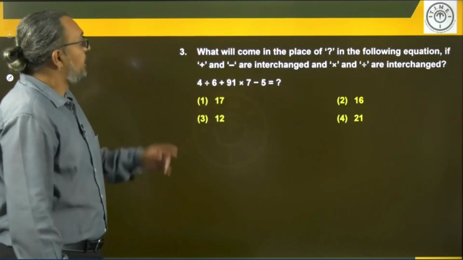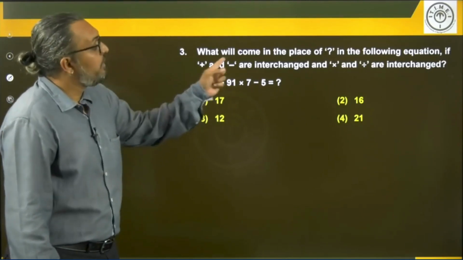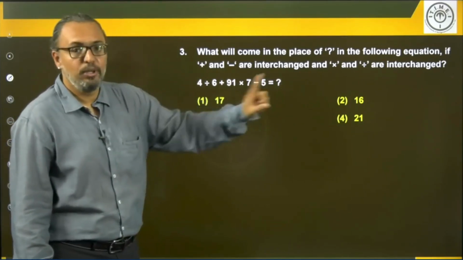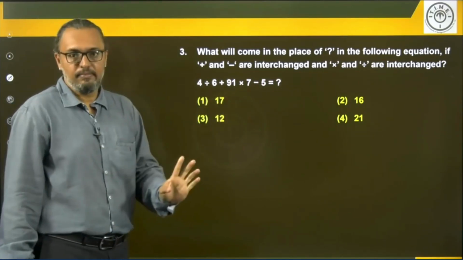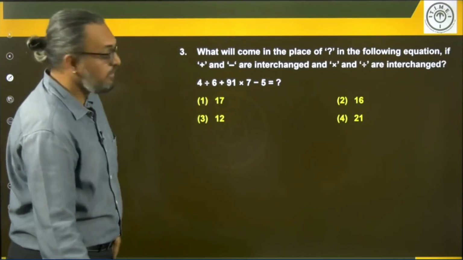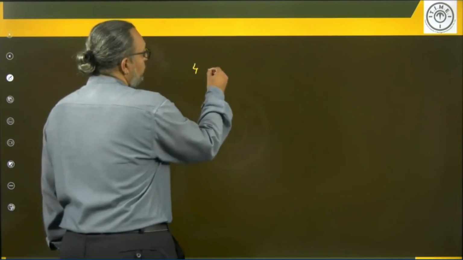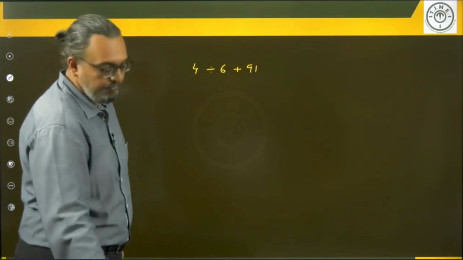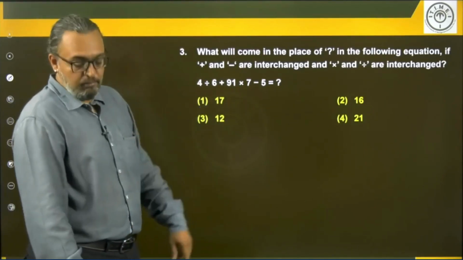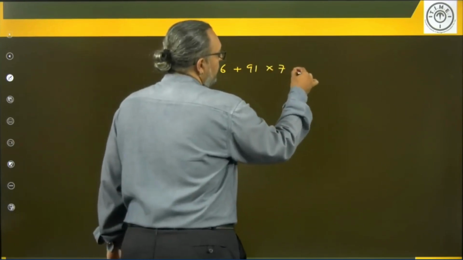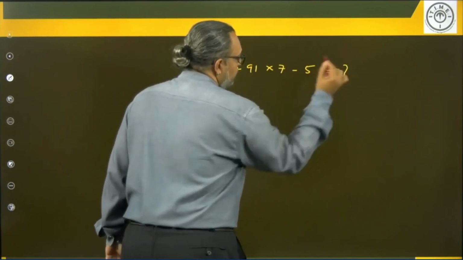Next, what will come in place of the question mark in the following equation if plus and minus are interchanged, and into and division are interchanged? Okay, you have this equation. So let's take that: 4 divided by 6 plus 91, then into 7 minus 5. What is this value?